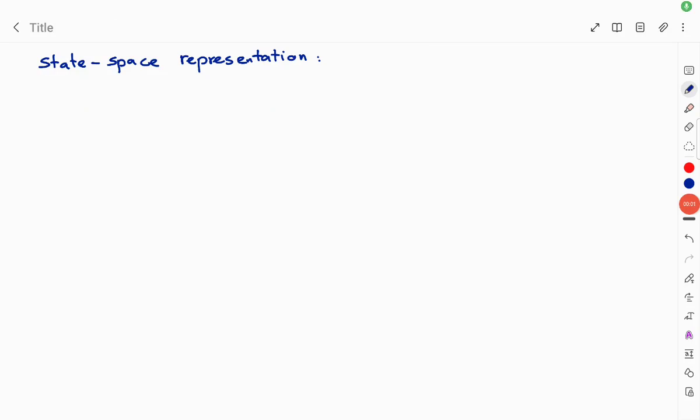Okay, today we're gonna talk about state space representation. What is the state of a system? Actually, the state of a system is a set of variables whose values, together with the input signals and equations describing the dynamics, will provide the future state and output of the system.